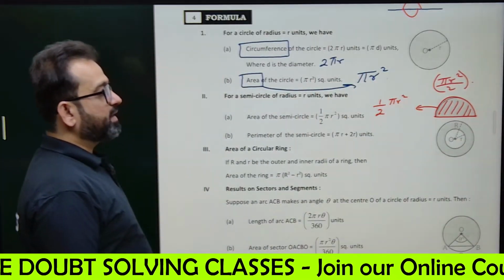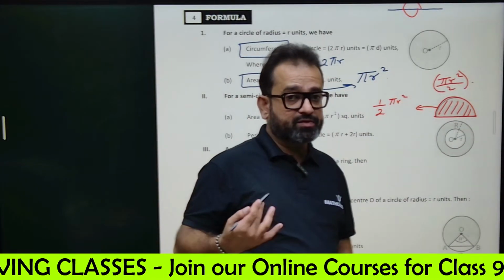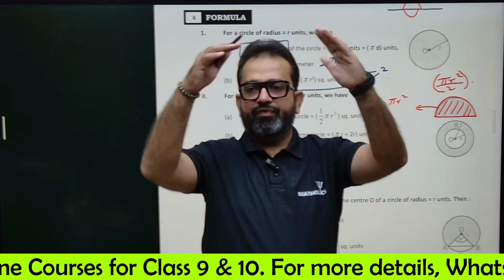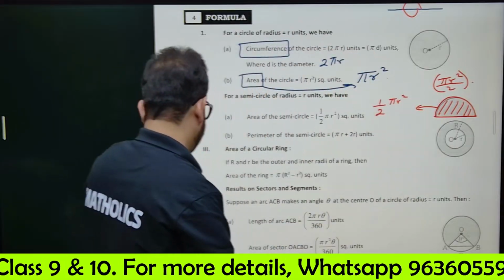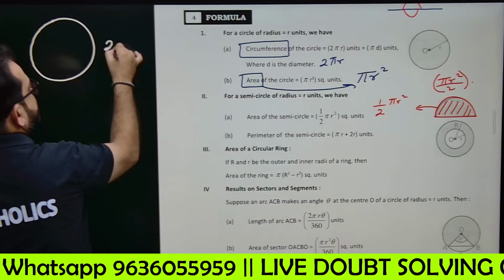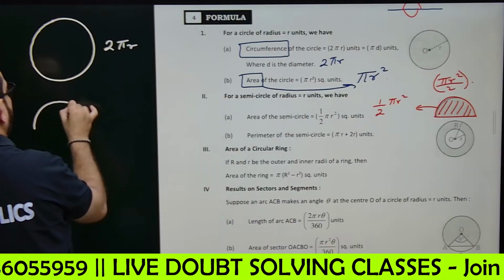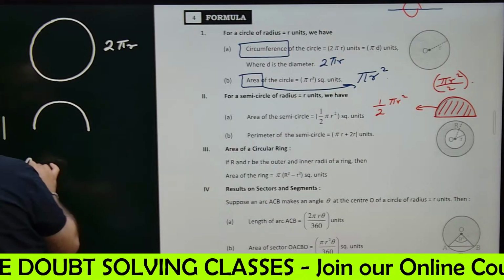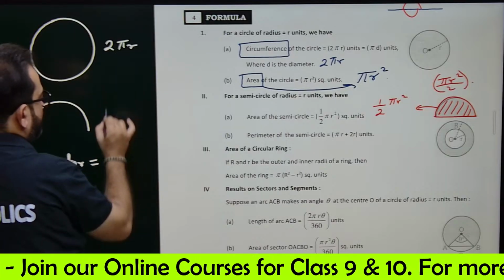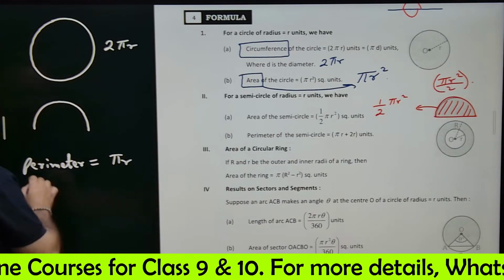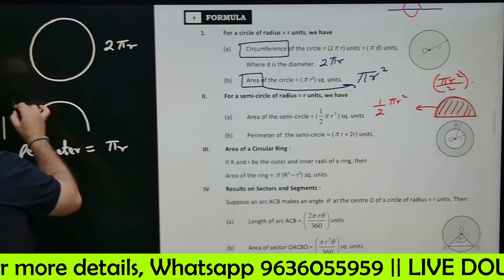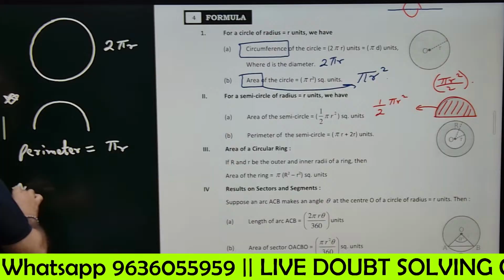Now, what is the perimeter of a semicircle? The circumference or perimeter of a circle was 2 pi r, right? So for half of the circle, if you draw a figure like this, and we talk about an open semicircle, its perimeter will be half of 2 pi r, which is simply pi r. But if it is a closed semicircle, let's say this is the figure.